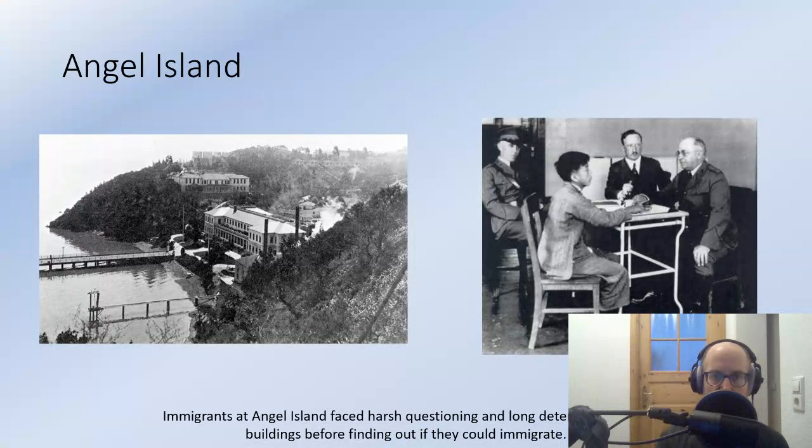This is Angel Island in the San Francisco Bay. Immigrants at Angel Island had it much more rough than immigrants at Ellis Island. They were questioned as to whether they could actually be American. They were held in detention centers and interrogated and sometimes abused before they were allowed in. And here is a young Asian man, clearly being interrogated by bureaucrats at Angel Island.